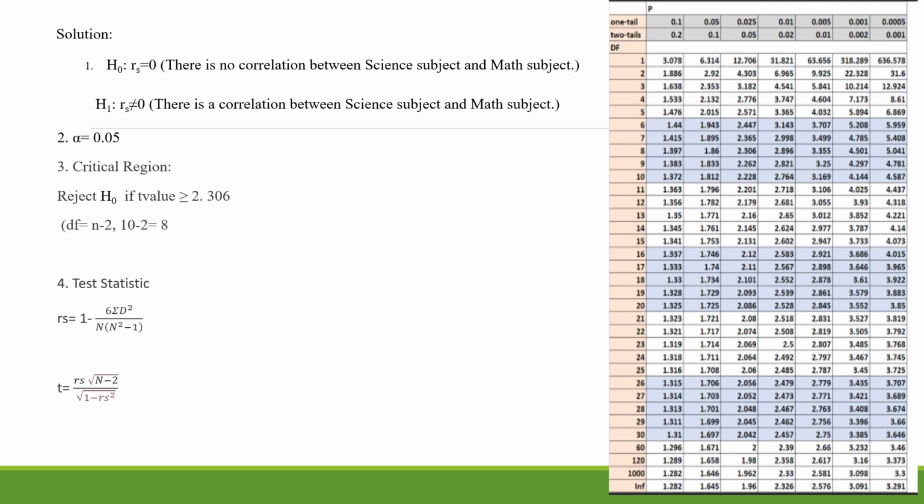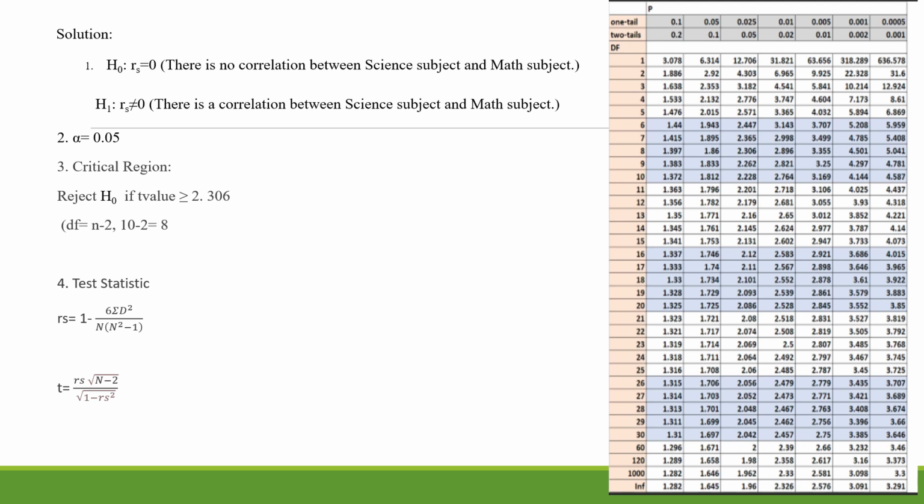Okay, for step 3, we have the critical region. In having this, we first need to solve for the DF, the degrees of freedom. Degrees of freedom is n minus 2. Our n is the number of students. We have 10 students. That is why we have 10 minus 2 is equal to 8.